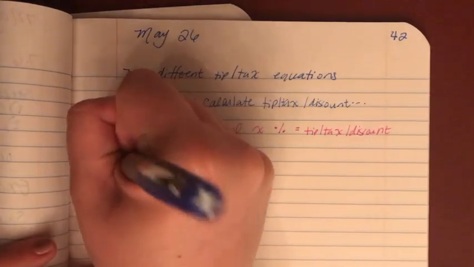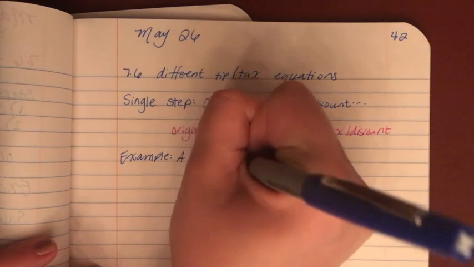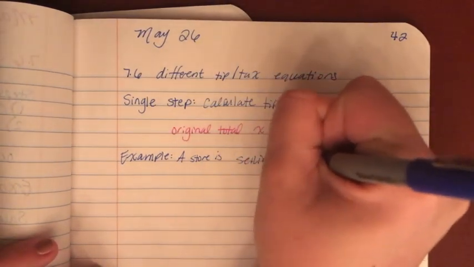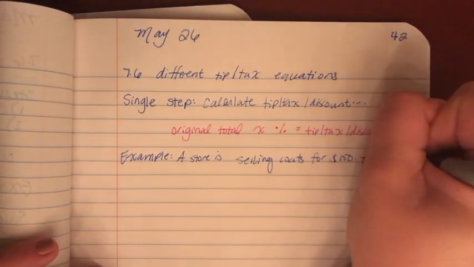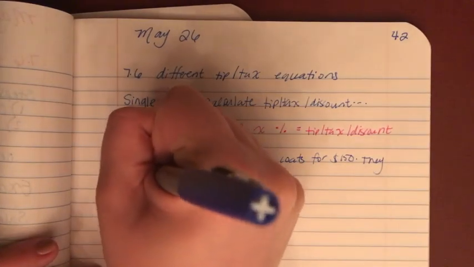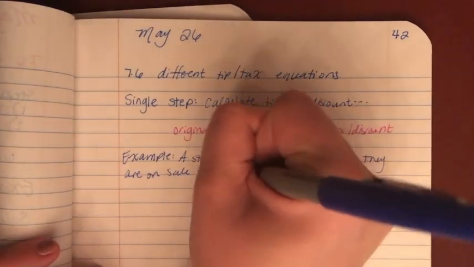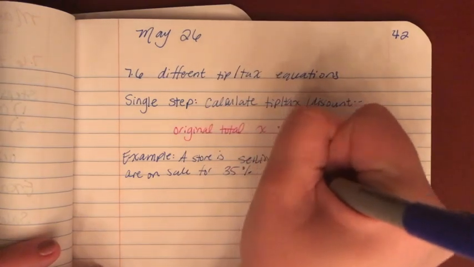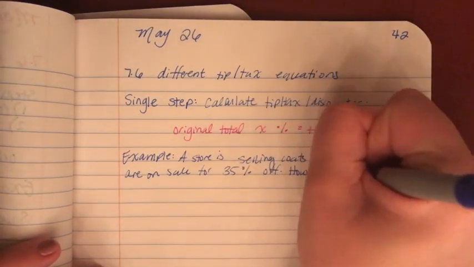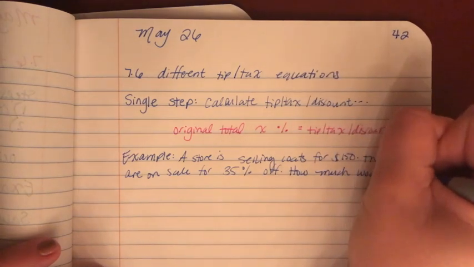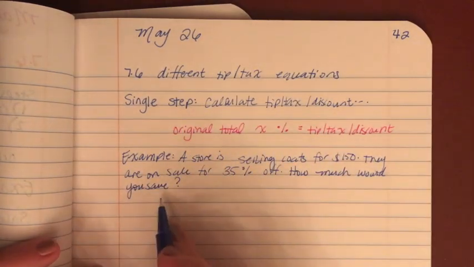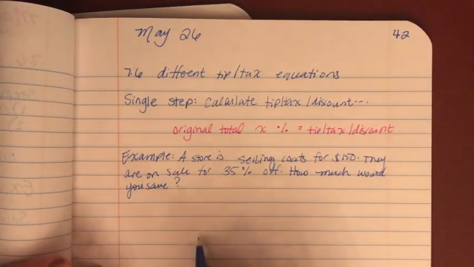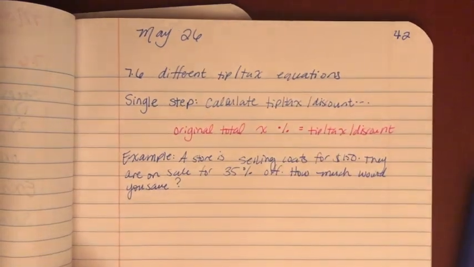So an example of this: a store is selling coats for $150. They are on sale for 35% off. How much would you save? So this is a one-step problem. They're just asking what would you save. They're not asking what the new total is. So we're going to use our equation.